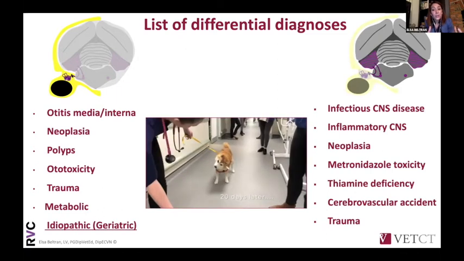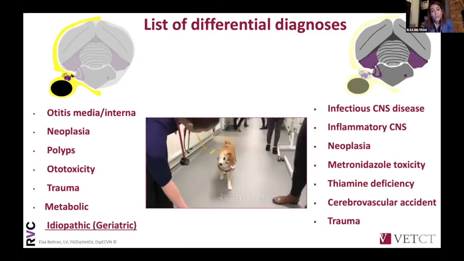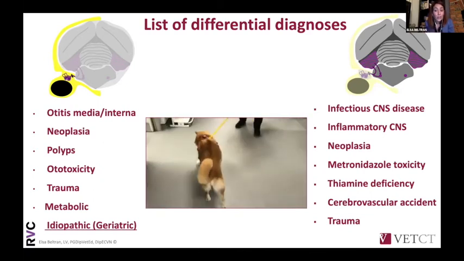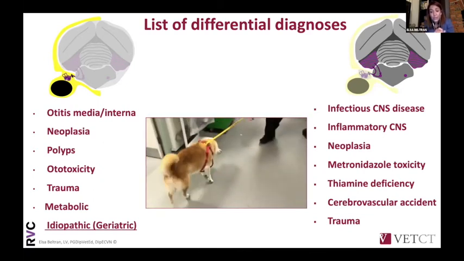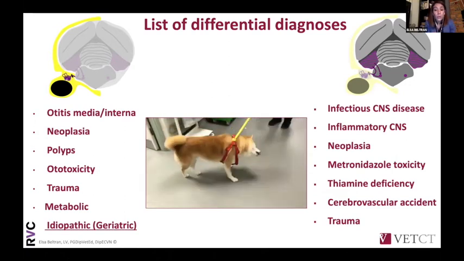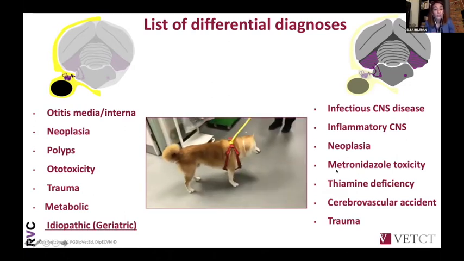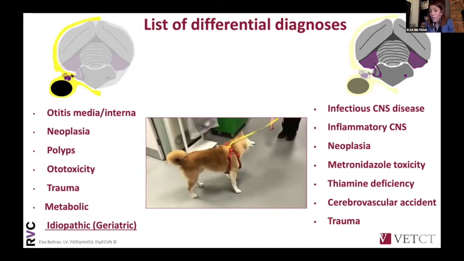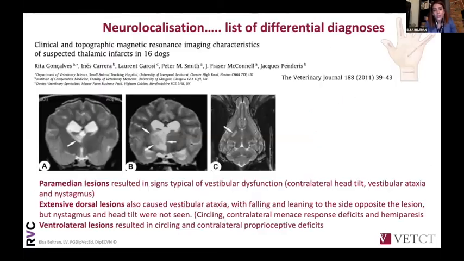And then when we talk about central, again, we can have any condition that can affect the central: infectious, inflammatory, neoplasia, metronidazole toxicity, thiamine deficiency. And remember, when we talk about nutritional or metabolic or toxic causes, it is likely that we will see bilateral and symmetrical signs. Or if we have a peracute onset, we can also be talking about an ischemic encephalopathy or trauma that can also affect the level of the medulla oblongata if we have a traumatic brain injury.